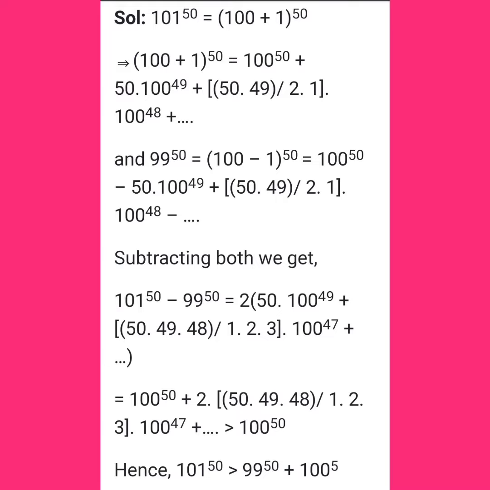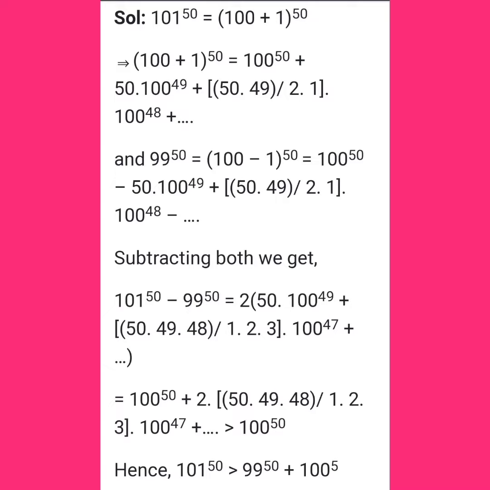Now, the way we can solve it is, the binomial theorem is in your hand. You can very nicely solve it in a simple way. 101 power 50 is equal to (100 plus 1) whole power 50. Now, you apply your binomial theorem, x power n plus nC1, etc. (100 plus 1) power 50 is equal to 100 power 50 plus 50 into 100 power 49 plus etc.